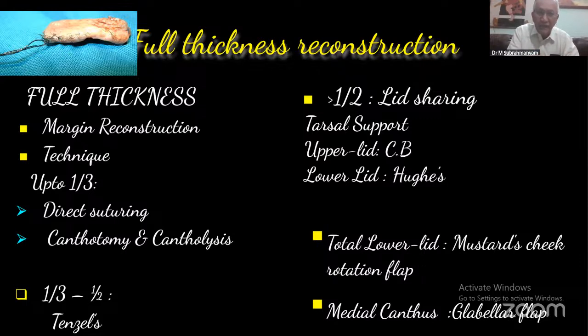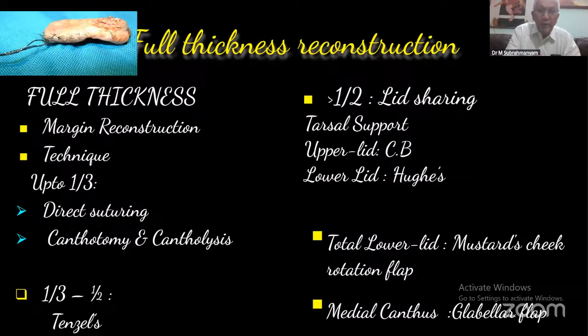What is adequate tarsal support? We said it is 4 millimeters in height. Lower lid tarsus is 4 millimeters in height. Upper lid tarsus is 8 to 10 millimeters in height, and 50% of the lid length. So when the coloboma is 50% of the length, there is adequate tarsal support, and there is no need to provide extra tarsus. There is no need to do lid sharing procedures.